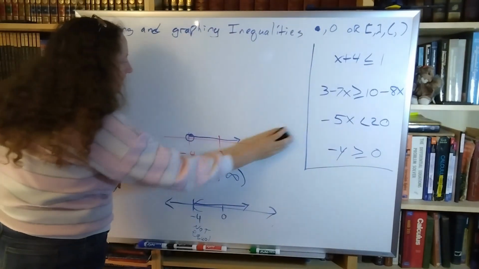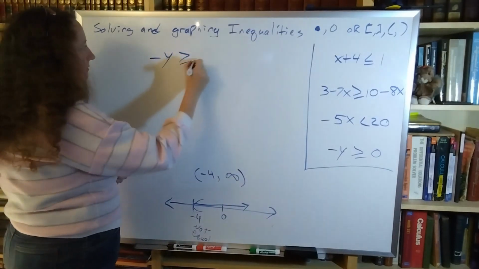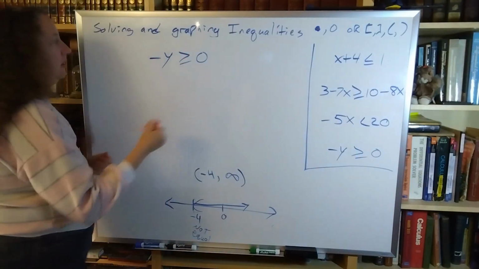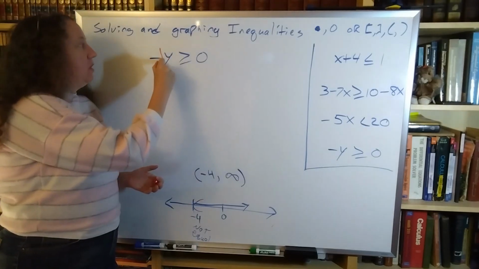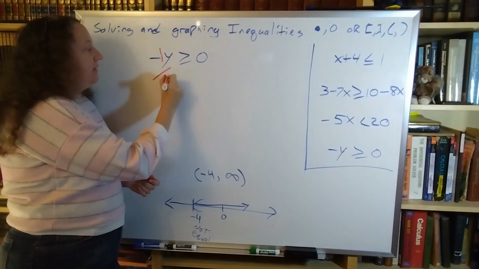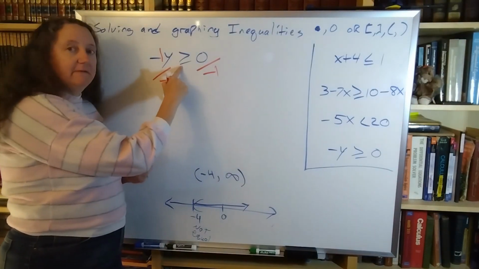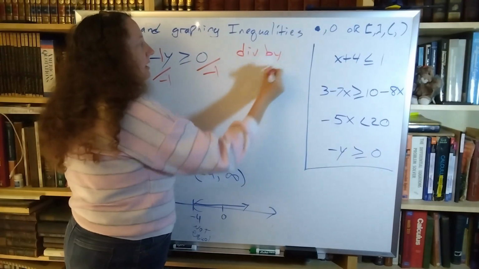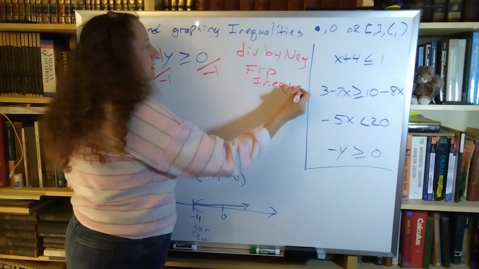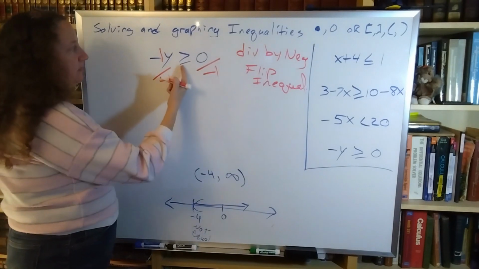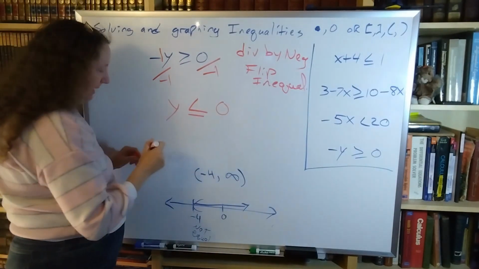Last problem in this set. -y is greater than or equal to 0. Remember, you are allowed to multiply anything times 1, and it does not change the problem. So I can multiply a 1 in there, and that does not change my problem. Now I can divide out that -1. But because I'm dividing by a negative, I have to flip the inequality. So now I have y, instead of being greater than or equal to, going to be less than or equal to. 0 divided by -1, 0 divided by anything is still 0.